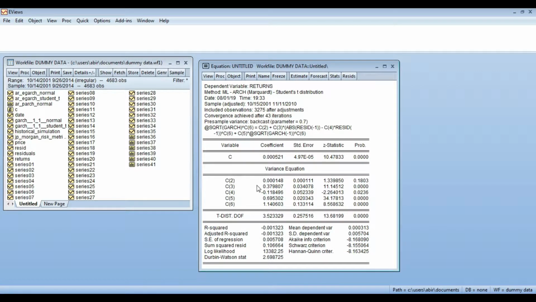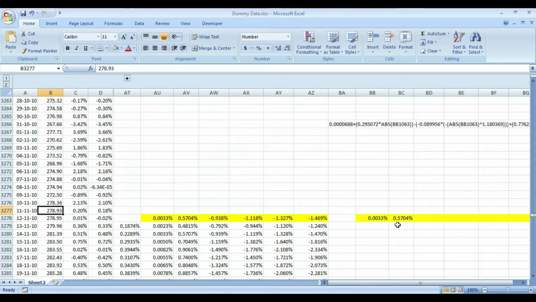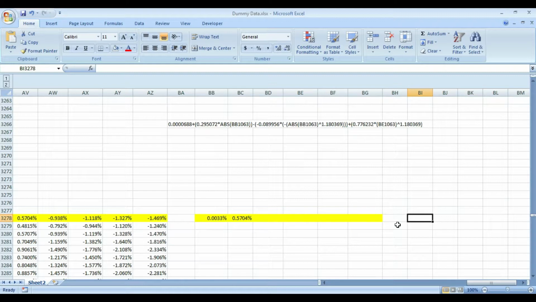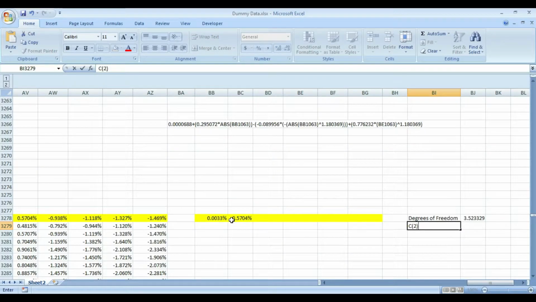So let's first of all copy our degrees of freedom, just this. So let's keep this over here, take the degrees of freedom. So this is our degrees of freedom. Then we have coefficients from C2 till C6. So C2, C3, C4, C5 and C6.